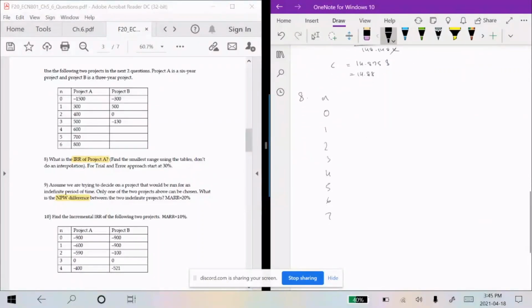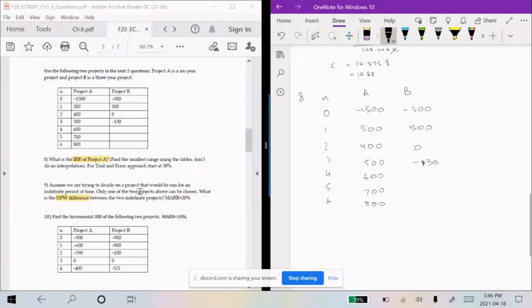A is negative 1500, 300, and it's just increasing every year by 100. Did I miss something up? 300, 400, 500, 600, 700. It's only till 6, right? Okay. And then project B has only till 3 periods. It's 300, 400, 0, and minus 130.